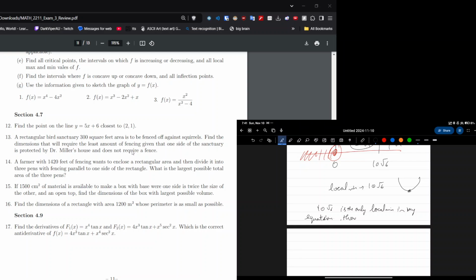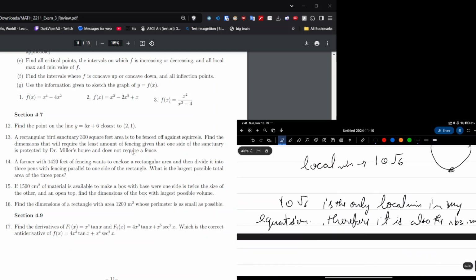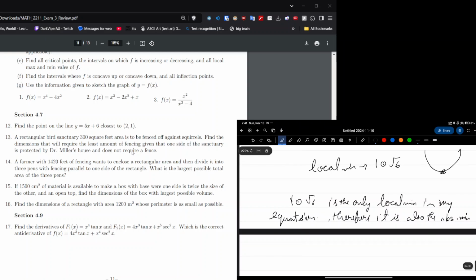therefore, it is also the absolute minimum. Make sure you write this. Okay? You will lose points if you don't give an explanation of why it's the absolute minimum.